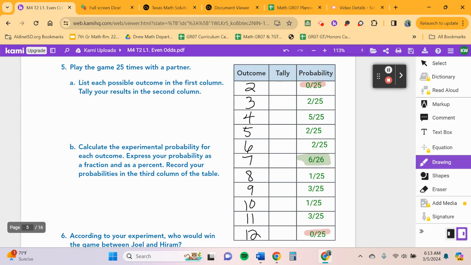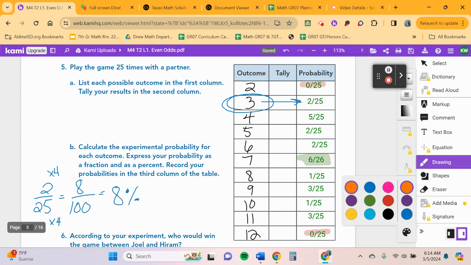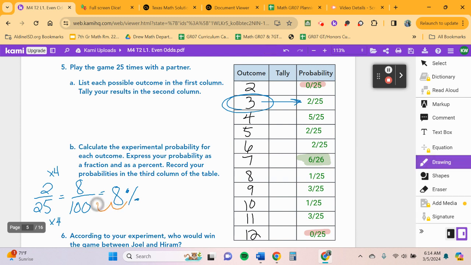So, for example, a quick way to find out what the percentage is, I'm going to use number 3 as an example. Number 3, I've got 2 out of 25. I can multiply both sides by 4 to get 100 on the bottom. What I do at the bottom, I do to the top. That gives me 8 out of 100, which I know is 8%. And when we take that percentage and divide by 100, you would get your decimal version, which is 0.08. So that's just one strategy you can do for all of these to get your percentage and your decimal.